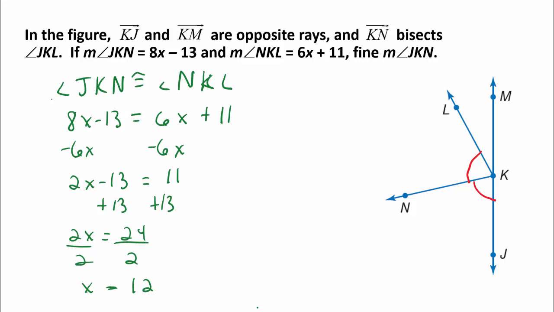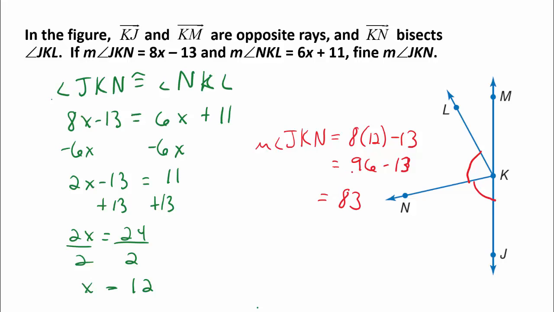And since we need the measure of JKN, we know that equals 8x minus 13. Well, we can plug the x in. 8 times 12 is going to be 96 minus 13. And we know that that angle equals 83 degrees.